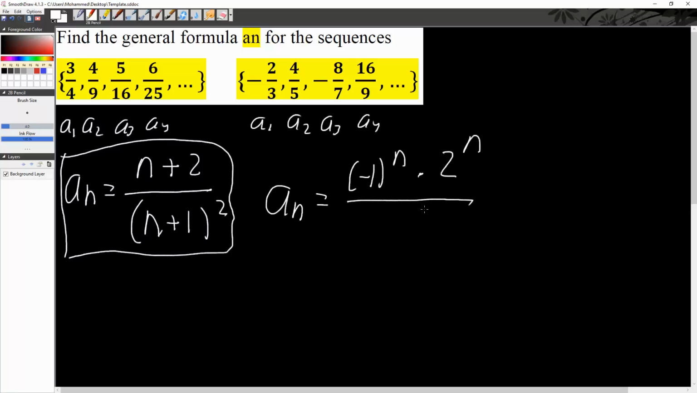Now for the denominator, I have to think of something. If the first term is 1 and I have 3, what if I say 2n plus 1? Now we try it. 1, so I get 2 plus 1 is 3. How about 2? 4 plus 1 is 5. Now I put 3. 6 plus 1 is 7. And I put 4. 2 times 4 is 8. 8 plus 1 is 9. So it's a good choice. So this would be the answer.